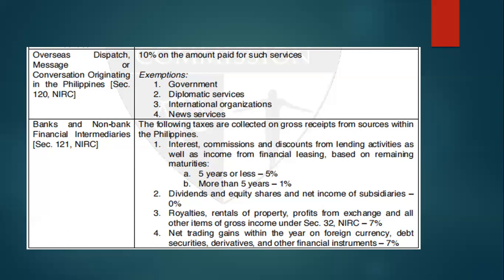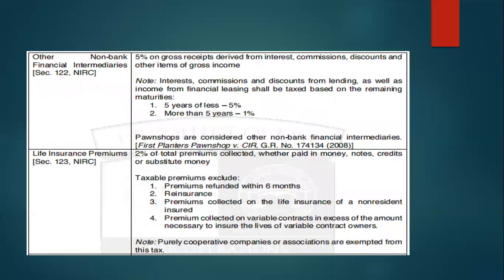Royalties, rentals, or properties, profit and exchange, and all other items of gross income under Section 32 is subject to 7% percentage tax. Okay? Net trading gains within the year on foreign currency debt securities, derivatives, and other financial instruments is subject to 7%. So that's the percentage tax for bank and non-bank intermediaries.